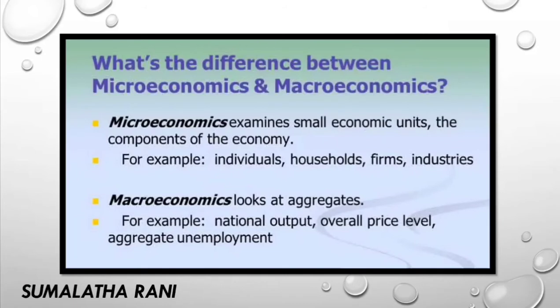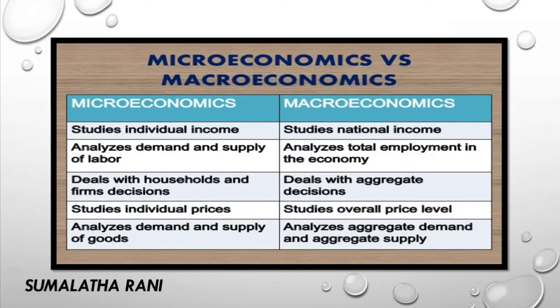So what is the difference between microeconomics and macroeconomics? Microeconomics examines small economic units, the components of the economy, for example, individuals, households, firms, industries. Whereas macroeconomics looks at aggregates, for example, national output, overall price level, aggregate unemployment. Microeconomics studies individual income, whereas macroeconomics studies national income.